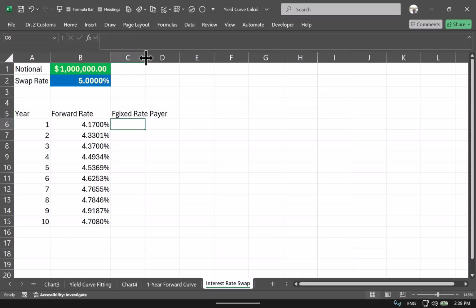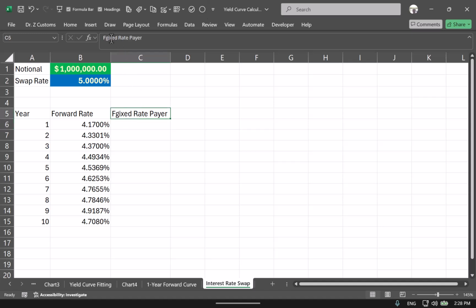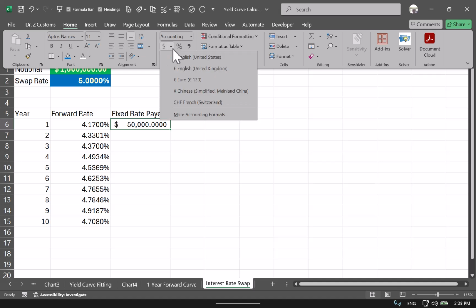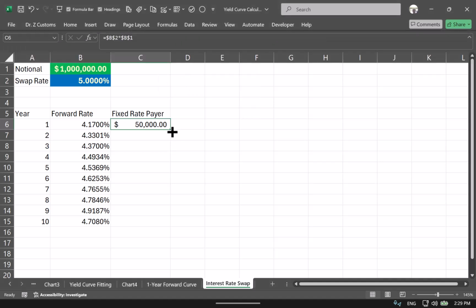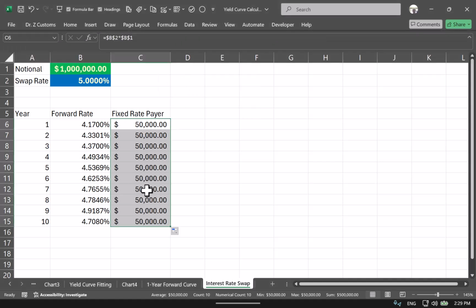In a swap, you have two counterparties. One of them is a fixed rate payer, the other is a floating rate payer. The fixed rate is the swap rate. So if I'm the fixed rate payer, I'm going to take the swap rate multiplied with the notional. So every year I'm going to pay $50,000 on this.